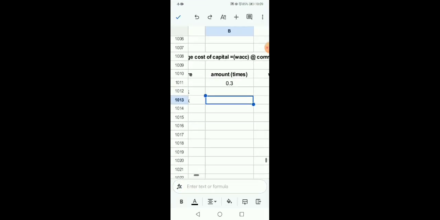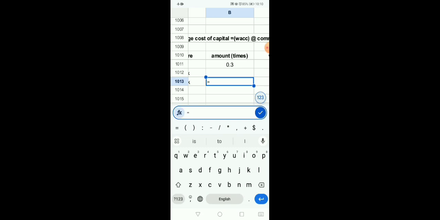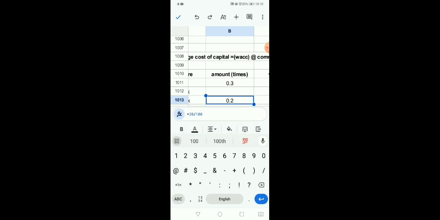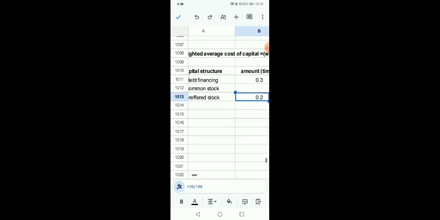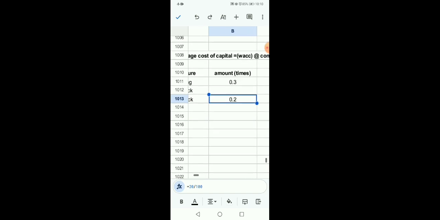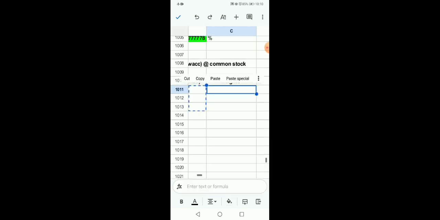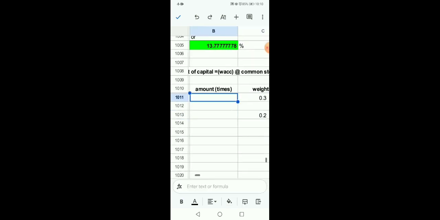And write down 20%, but we need to convert it into times. So 20 divided by 100. This way you have written the weights. Actually, these are not the amounts, these are the weights. The heading was a little different, so we are removing it from here and writing over here, these were the weights. Amounts, as usual, are not given in the question.